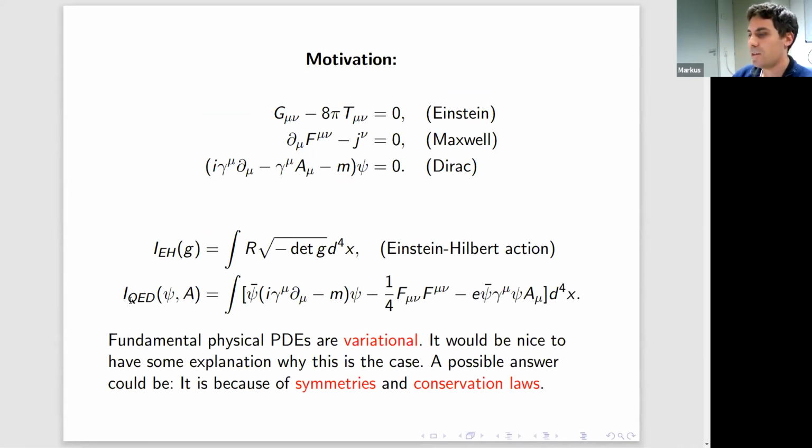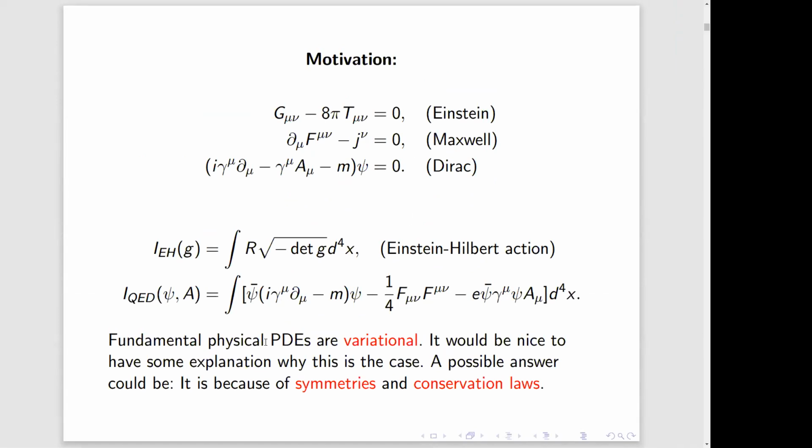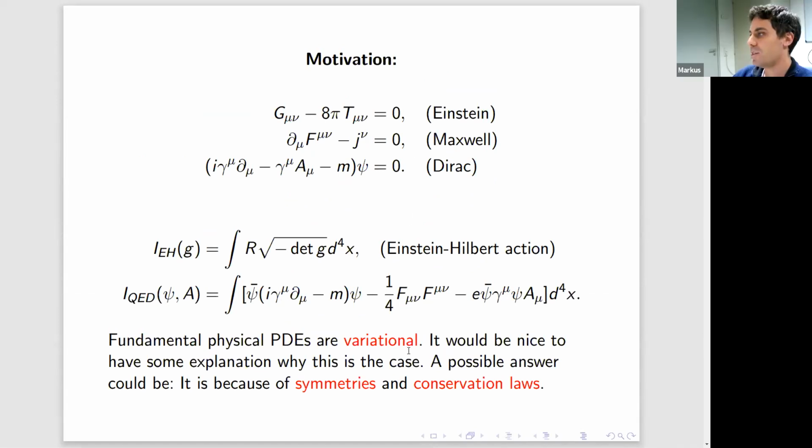Here you have the integral functional for the Maxwell equation and for Dirac's equation. As I said, you can couple them both together and you get this one very long Lagrangian here. I already told you that these equations can be derived by such a variational principle, or they can be written as Euler-Lagrange equations. This is the same, just a different wording for the same thing. From a physics point of view, it would be nice to have some explanation why these equations are all variational.